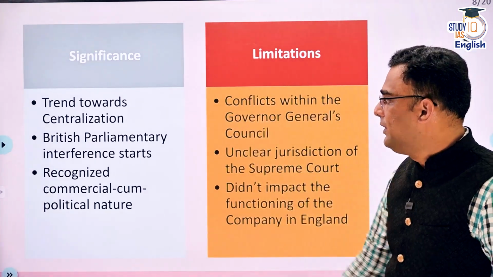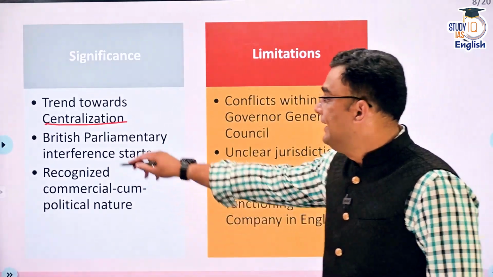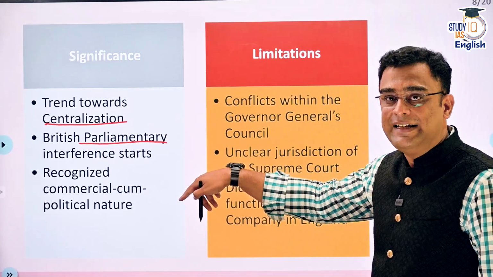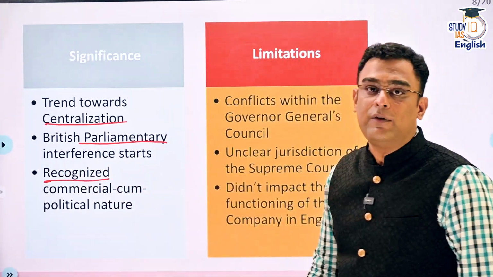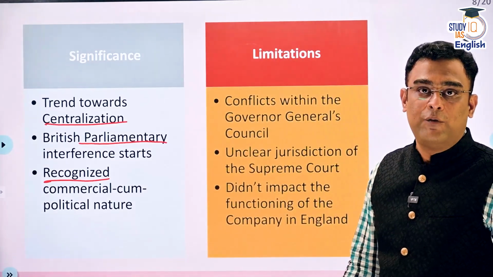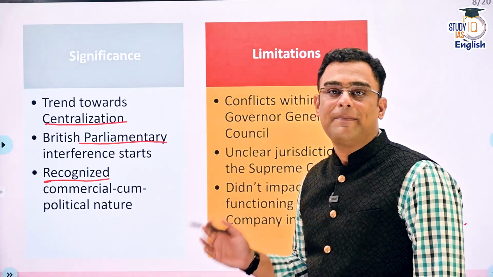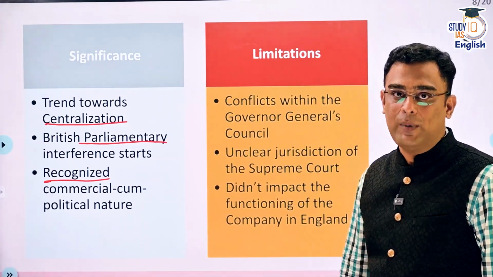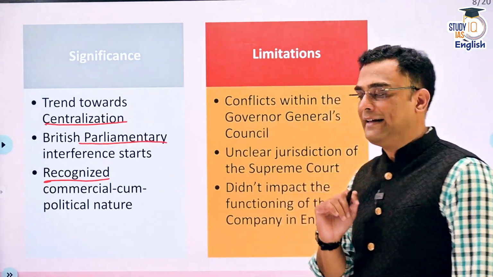How is this act important? I told you, trend of centralization is visible. It starts the interference of British Parliament in India. Third, it recognized the new status of East India Company. From being a purely commercial trading entity with its own army, now it had become a de facto, de jure political power. So these are the significances of this act.